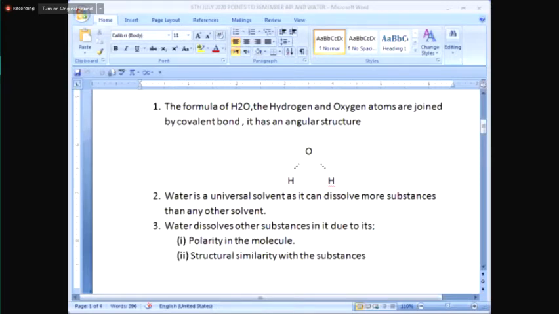The formula of water, H2O, as it says in the point, contains hydrogen and oxygen atoms which are covalently bonded to each other. Now my young friends know the definition of covalent bond. That is when atoms of elements complete their outer shell, either duplet for hydrogen, mostly octet, by sharing or by transferring electrons. So covalent bond is formed by sharing electrons, right? And it has an angular structure. When you study the structure of water, it's not linear like carbon dioxide.